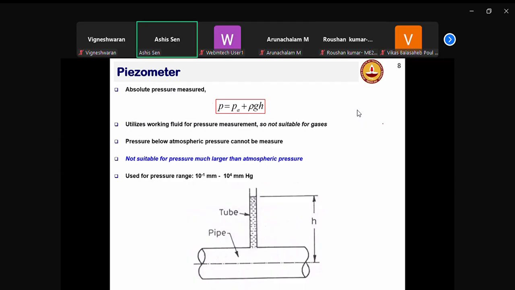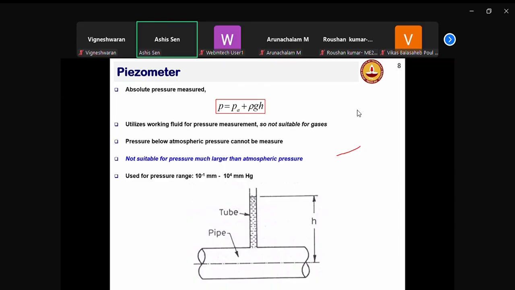Right. So now this is called the piezometer. And here basically you have a tube through which some fluid is flowing. And you want to measure the pressure inside. So you create a small hole here and you insert a tube. When you insert a tube, depending on the pressure here, the liquid will rise up, right?